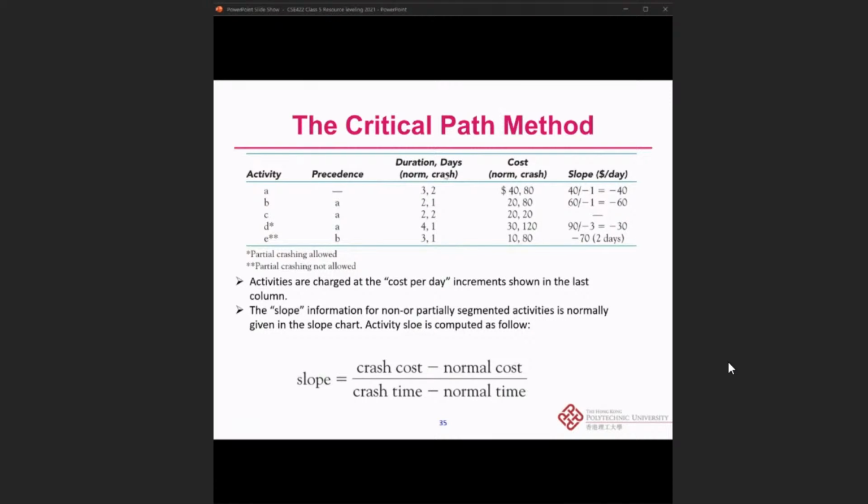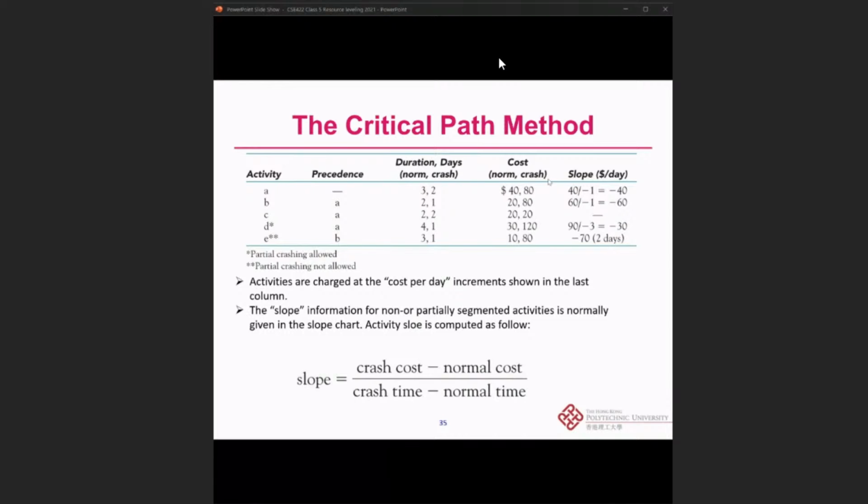Like I said, we would just assume that, for example, activity A can be crashed from 3 days, a normal duration, to 2 days, if the project manager or the owners of the project would like to expedite activity A, but they need to pay an additional cost, which is 40 for activity A. How can we get the 40 here as a slope? We will also do the calculation from that. For example, the cost is normal 40 and crash 80 for activity A.